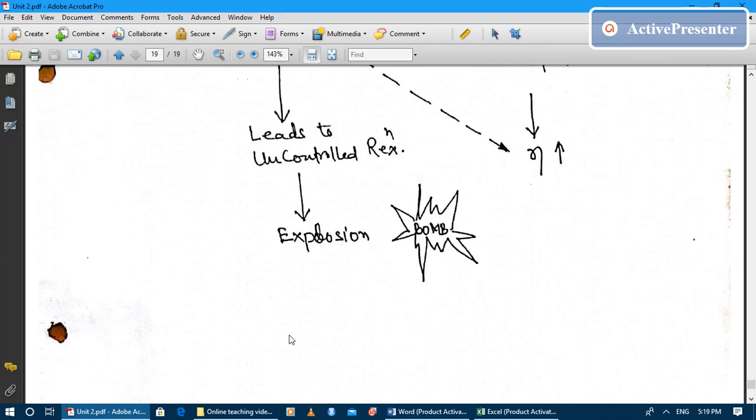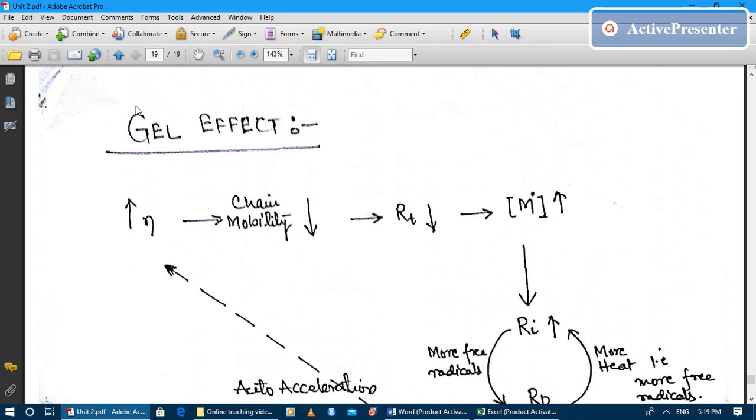Okay, now the final topic of this unit is the gel effect. I think I have already covered the gel effect in the first unit, but again I can tell you, during polymerization, especially in bulk polymerization, the viscosity of the monomer initially taken is very low, but once they start reacting, the polymerization reaction is an exothermic reaction, so heat will be generated, and at that time the molecular weight will also increase.